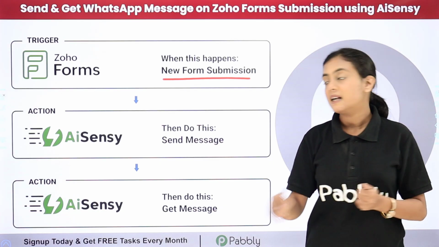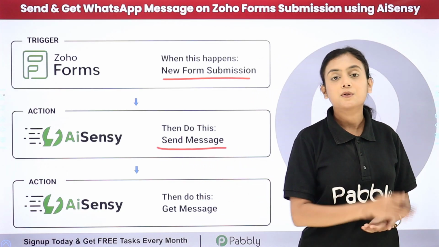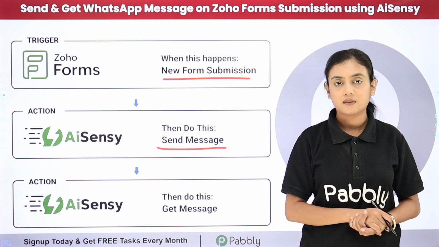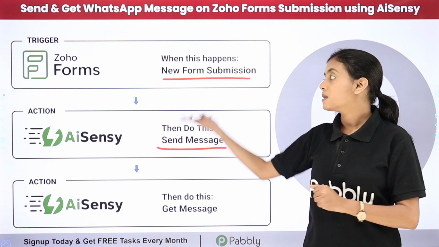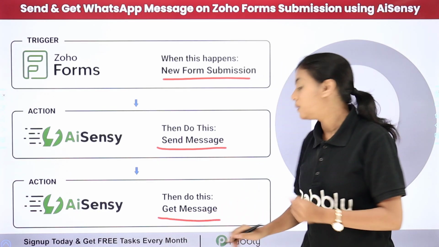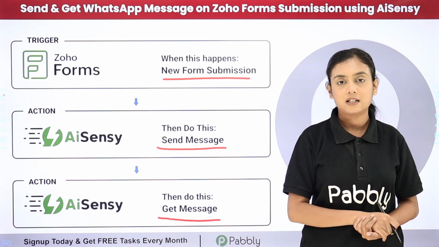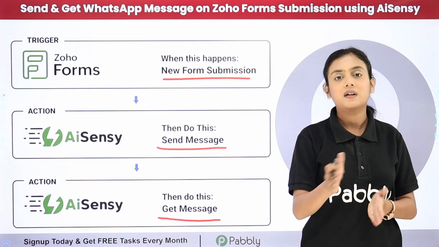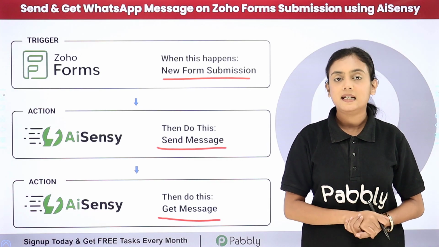I want to first send that lead a WhatsApp message in which I want to thank them for showing interest in my services. And with that, as the form submission is done, I also want to receive a notification of that form submission with the lead details as a WhatsApp message. Now sending and getting these notifications manually is going to be very time consuming.